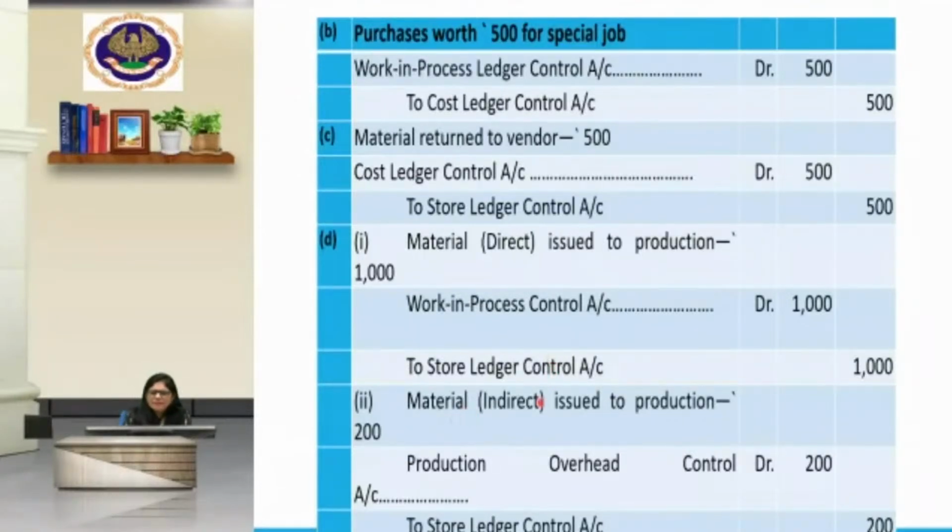Indirect material issued to production. Indirect material, that means overheads. Indirect material will be going to production overhead control account. It's going to production. So it's production overhead control account to stores ledger. Again, from stores, the material is being issued to production department, indirect material. So direct material will go to WIP, indirect material will go to production overhead, and stores ledger will be credited because it is issuing the material to every department. All right.